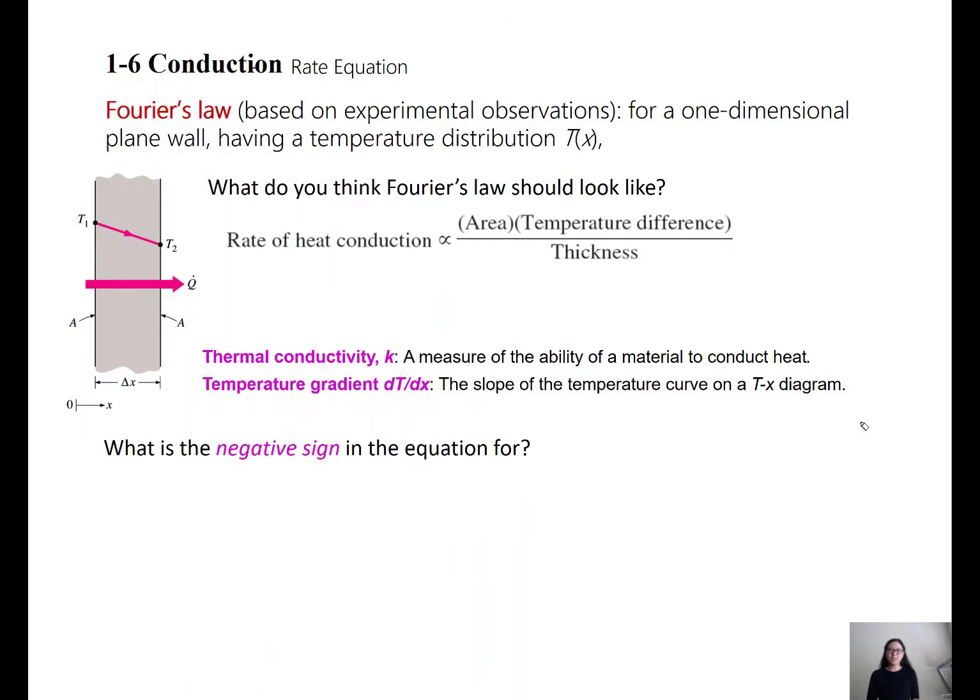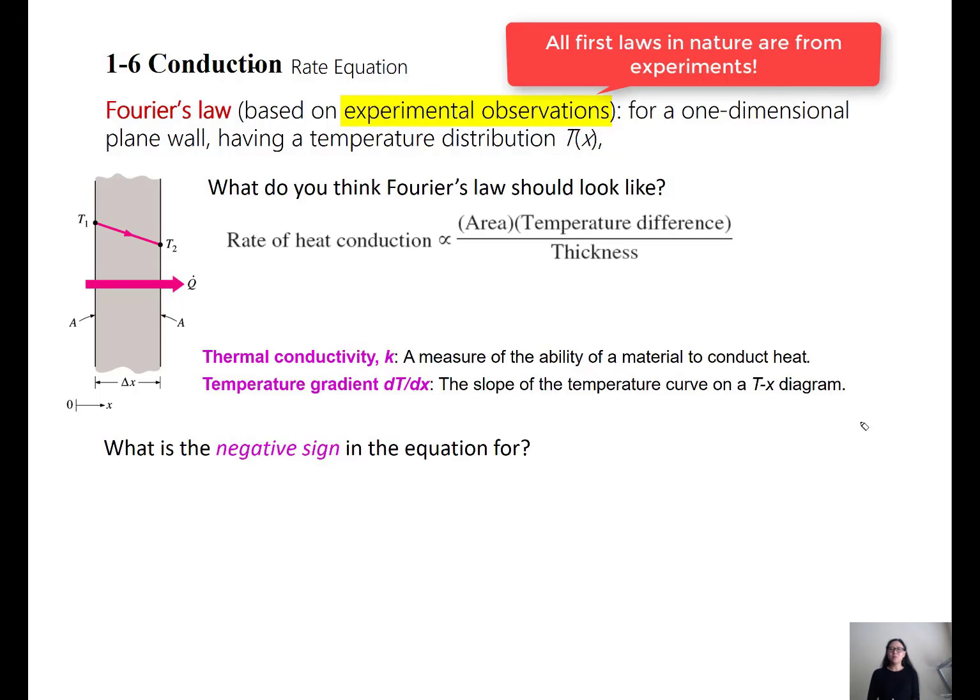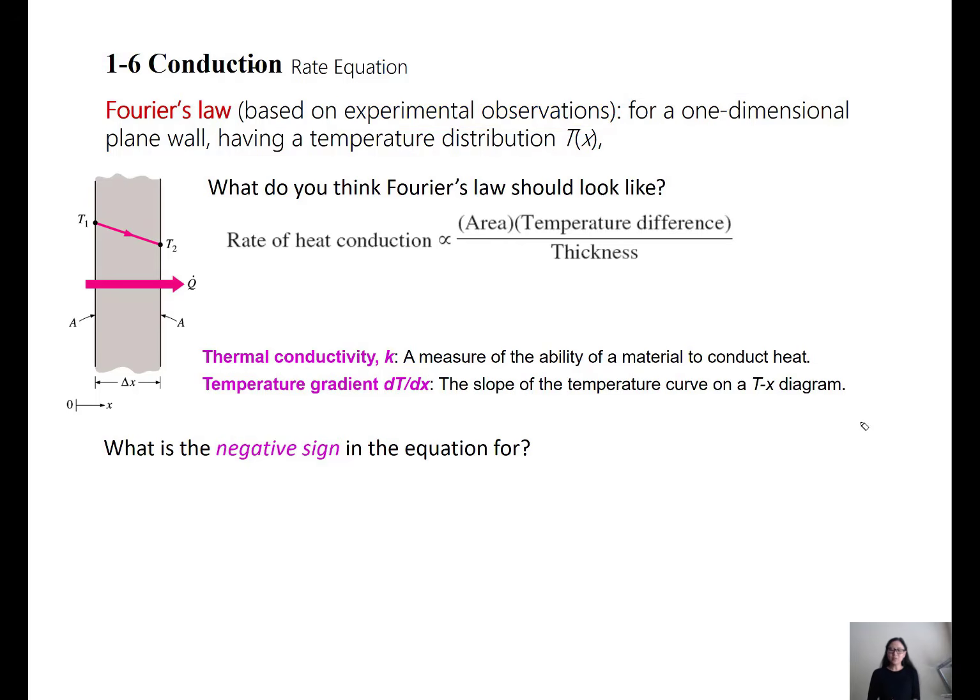Now let's look at the rate equation for conduction, Fourier's law. Fourier's law is based on experimental observations instead of mathematical derivations, just like all the other first laws in nature. For example, the first law of thermodynamics was also deduced from experimental evidence. So now, question. What do you think Fourier's law should look like?